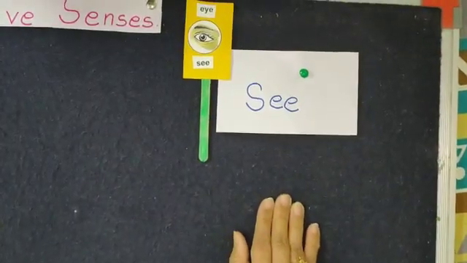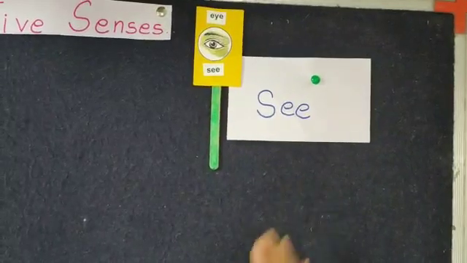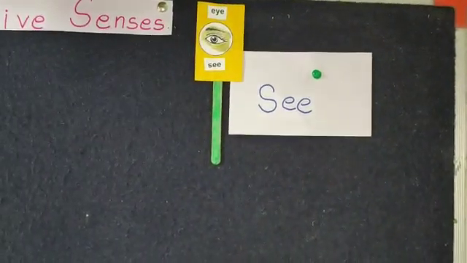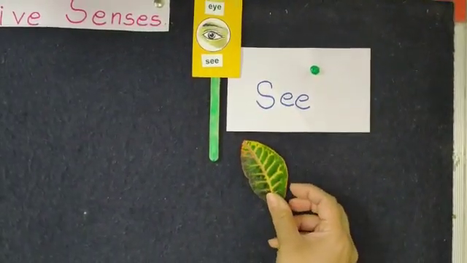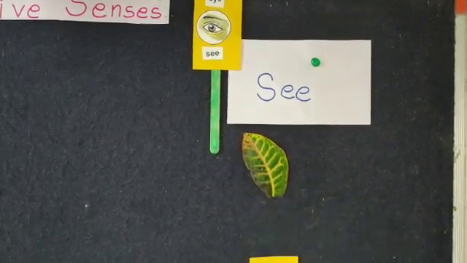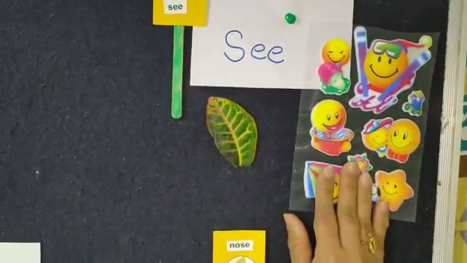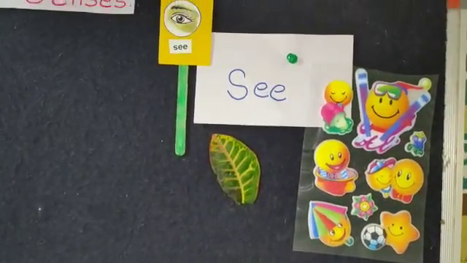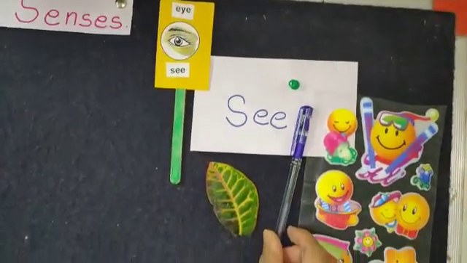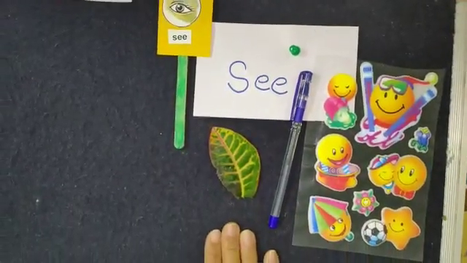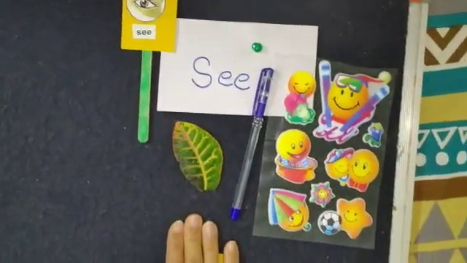Our next sense organ is see. So from the items that I have, I've got a leaf. We can see nature around us. Yes. Then I've got stickers. We can see different stickers, our favorite stickers. And we can also see a pen. So these are the items which we can see.